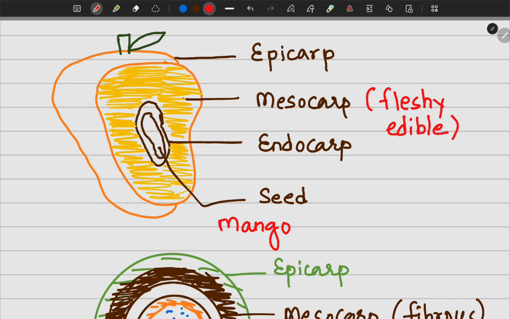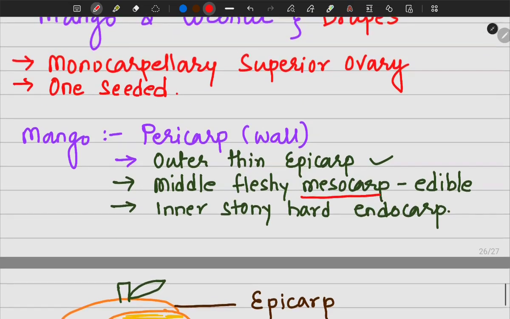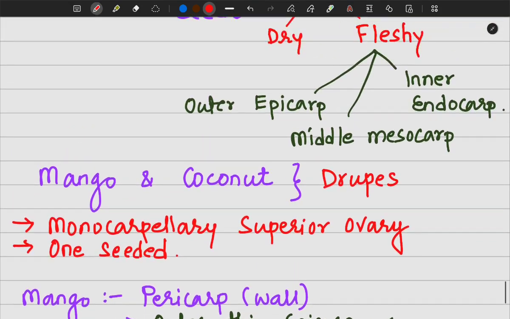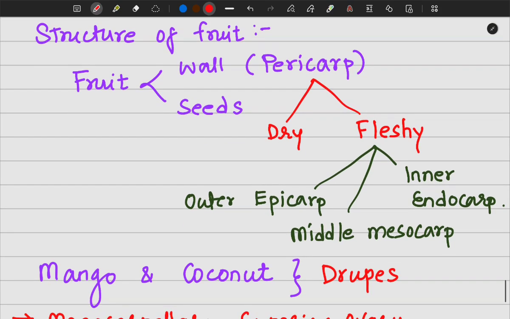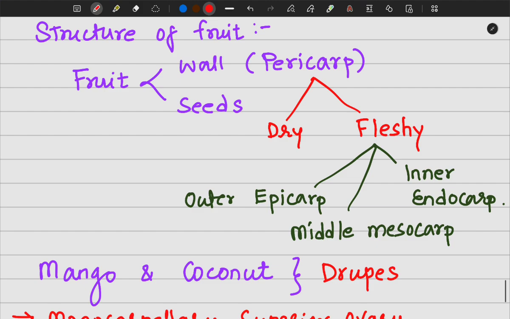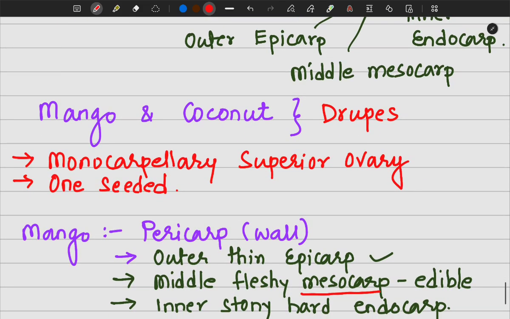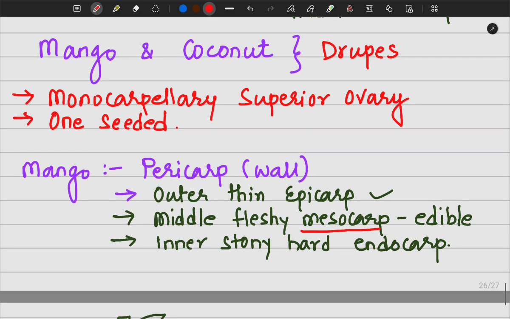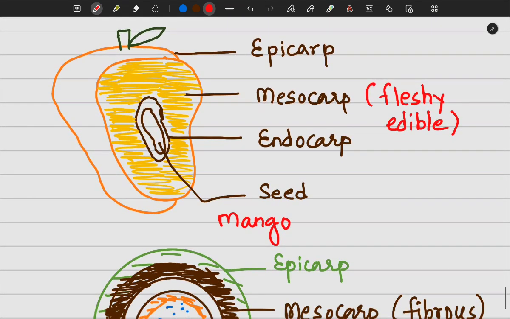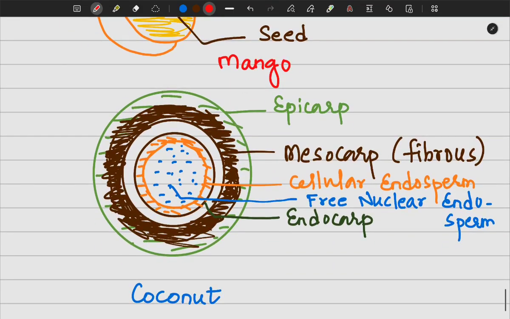Alright, so I hope whatever we studied about the fruit, the structure, the fruit wall, dry and fleshy fruits, and the further differentiation of the fruit wall into epicarp, mesocarp and endocarp is clear to you. Please remember the important terms and the drupes, particularly the mango and coconut, which we studied. So that's all for this lecture. Thank you so much.